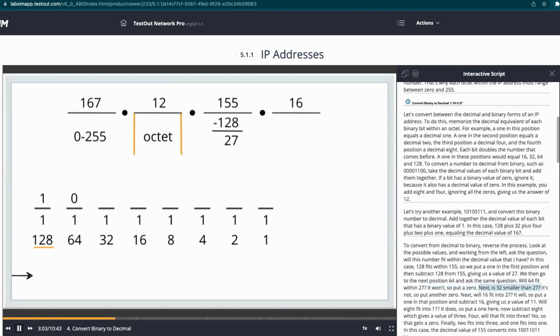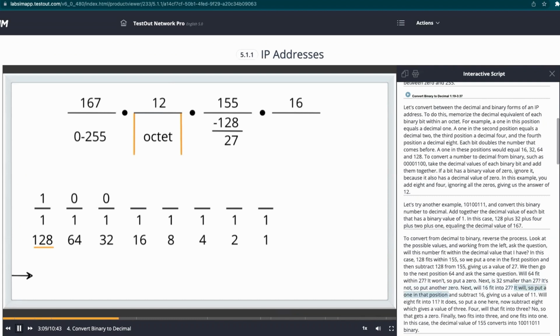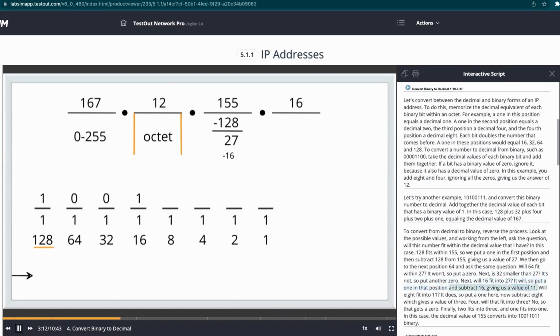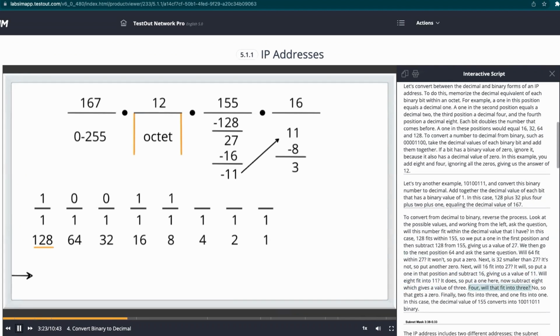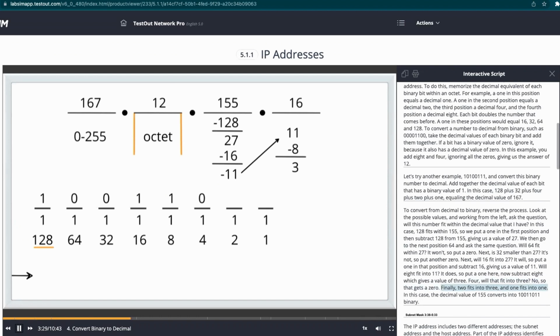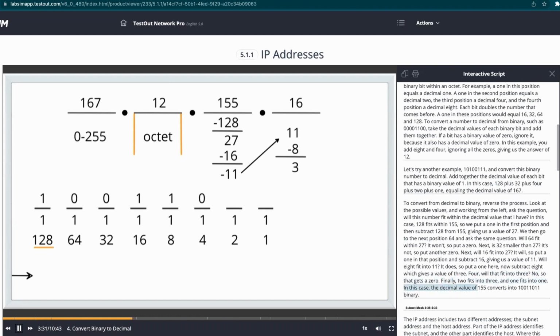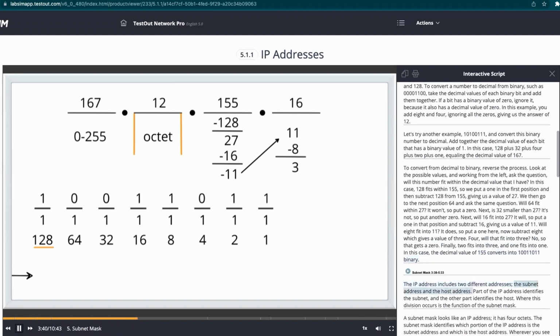Next, is 32 smaller than 27? It's not, so put another 0. Next, will 16 fit into 27? It will, so put a 1 in that position and subtract 16, giving us a value of 11. Will 8 fit into 11? It does, so put a 1 here, now subtract 8, which gives a value of 3. 4, will that fit into 3? No, so that gets a 0. Finally, 2 fits into 3 and 1 fits into 1. So in this case, the decimal value of 155 converts into 10011011 binary.